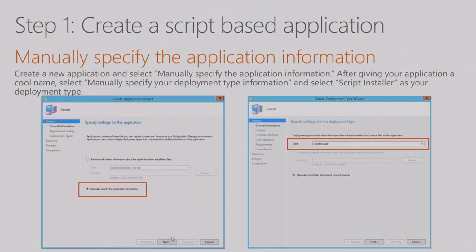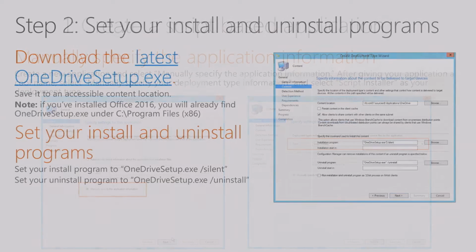So step one, right off the bat, you might be doing something a little different than what you're familiar with. You're going to be creating a script-based application. So you're going to manually specify your application information, and you're going to select type script installer. And I'm going to go over what the script is going to be in just a bit.